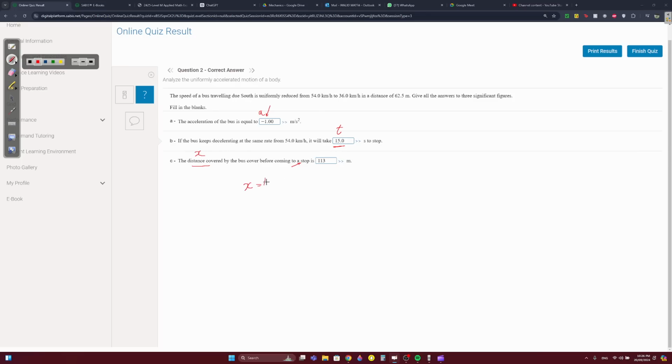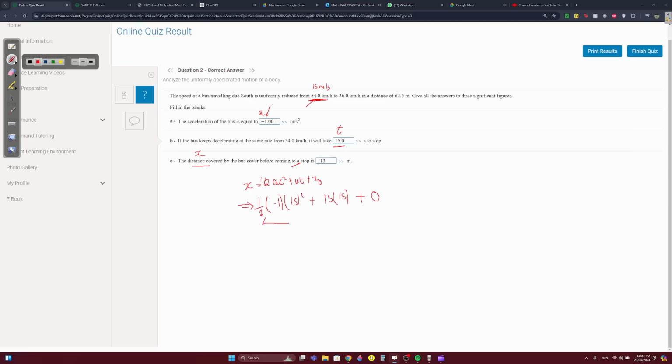X equals half at squared plus ut plus x node. So half acceleration, which is -1, time squared is 15 squared, plus initial velocity. Yeah, initial velocity was 15 meters per second, right? We started at 15 meters per second. Remember, we changed it to meter per second. You can't solve it in kilometer per hour. So 15 times the time, 15, and x node is just 0 because they didn't mention it.